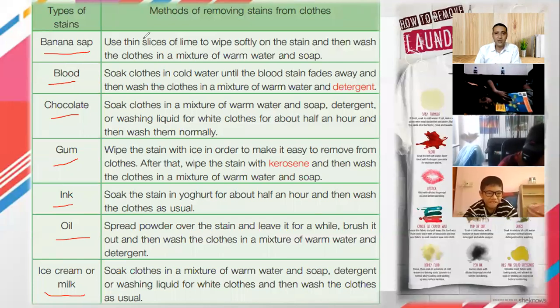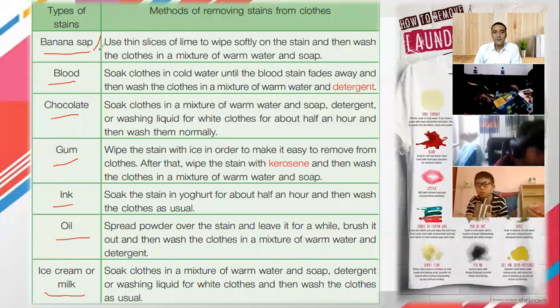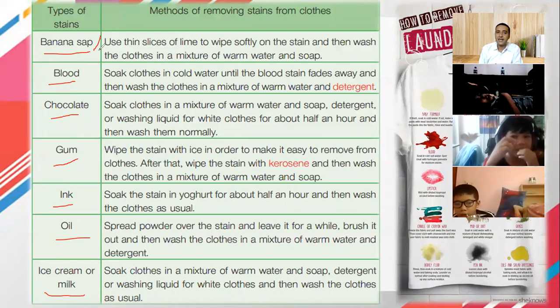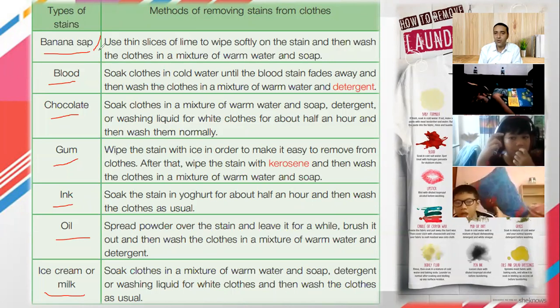Okay, so first of all, we start from banana sap, right? How are we going to remove the stain of banana sap? Use a thin slice of lime to wipe softly on the stain and then wash the clothes in a mixture of warm water.